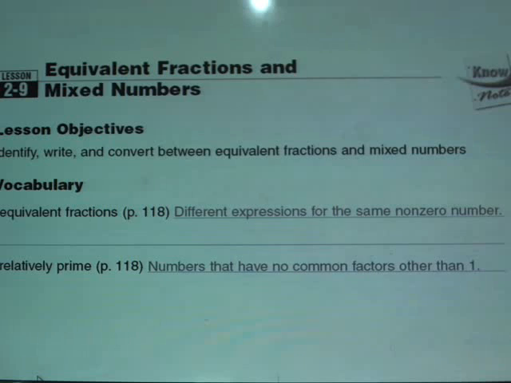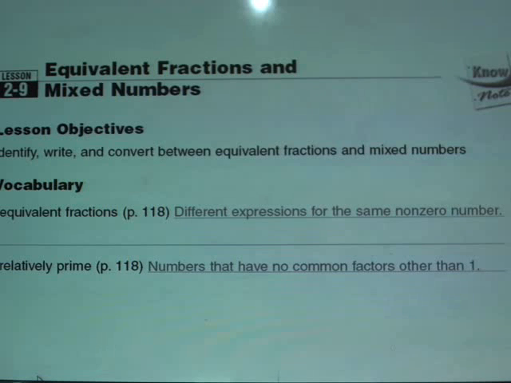I'm picking these because we can all do that division right in our head. 4 divided by 2 is 2. 8 over 4, 8 divided by 4 is 2. Because those both represent 2, they are equivalent fractions. That's what we're talking about when we're talking about equivalent fractions.